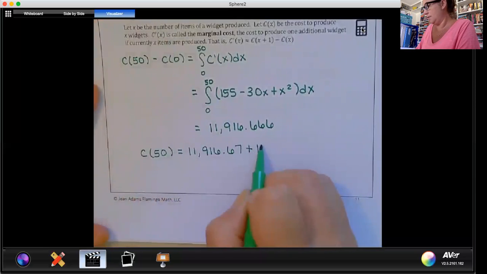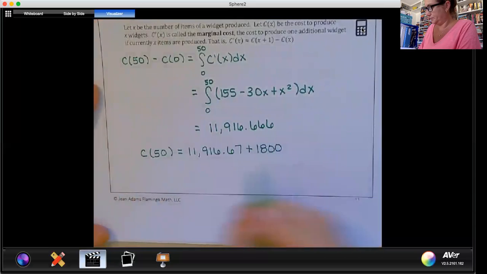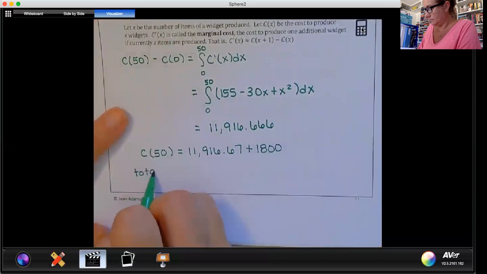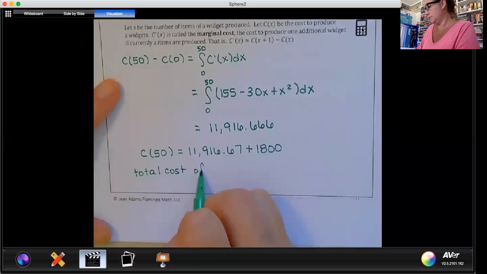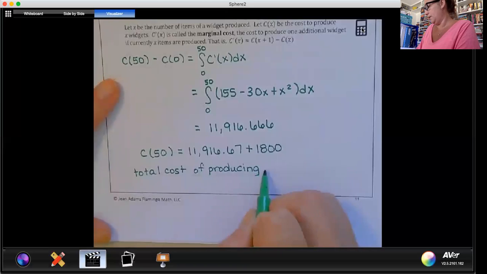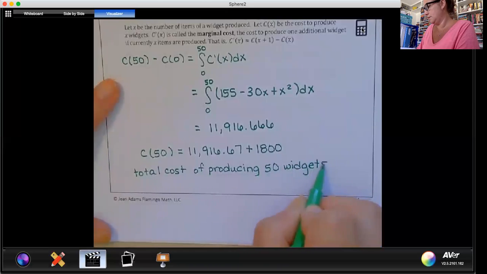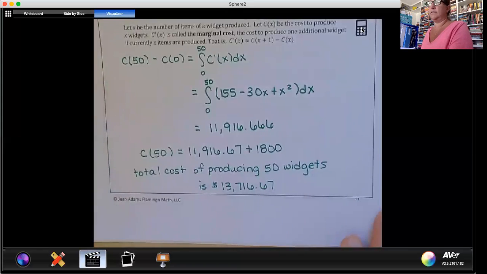Plus your initial cost of $1,800. So the total cost of producing 50 widgets is $13,716.67.